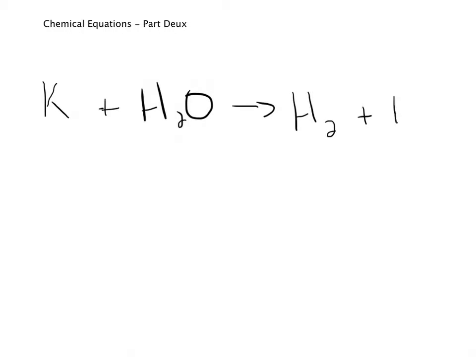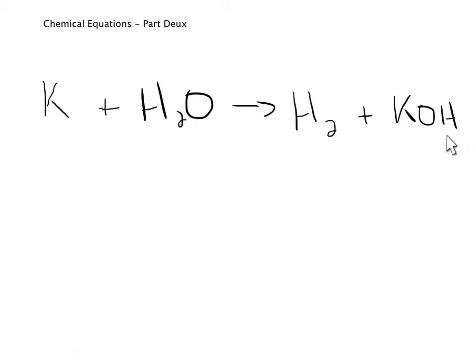Okay, so let's take a look at a chemical equation. I'm going to write this here: K plus H2O forms H2 plus KOH. We talked yesterday about this type of reaction, and we remember that these are the reactants and these are the products.